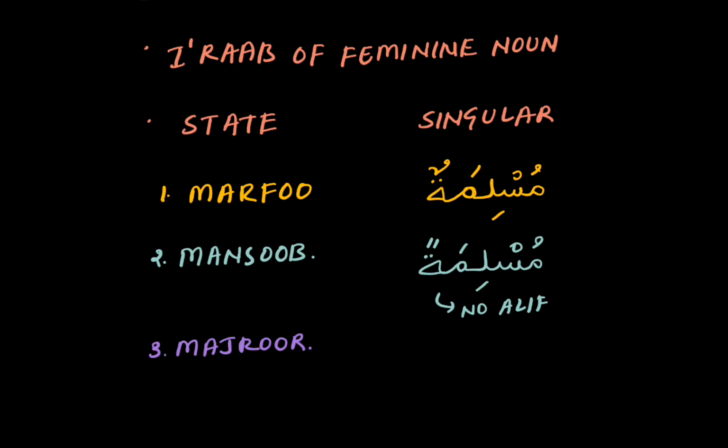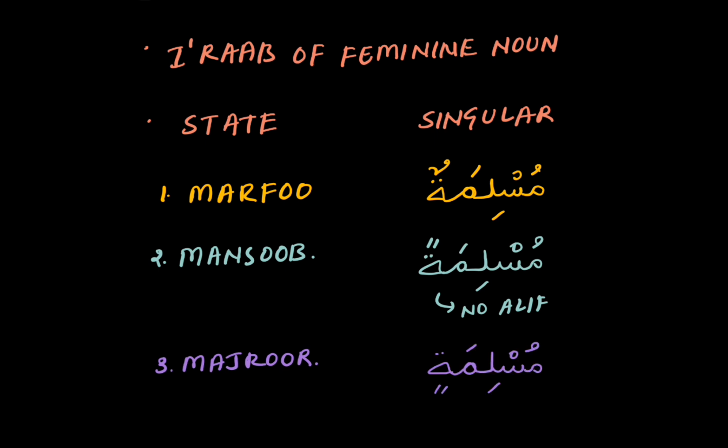No need of alif, that is, the alif of protection is not needed in case of feminine singular nouns in the mansub state. And the third state is the majrur state. In the majrur state, the singular form is muslimatin. You can see here the closed ta will have a double kasra, that is two kasra or two zer, at the end of the noun.